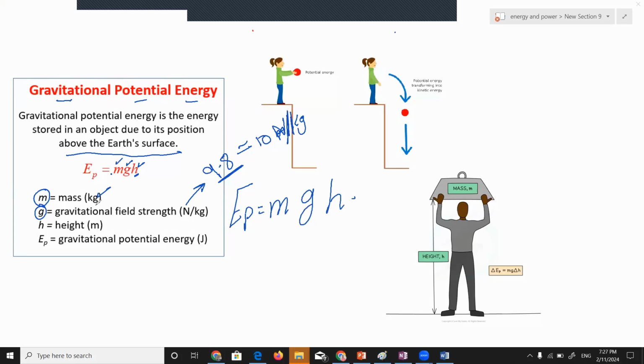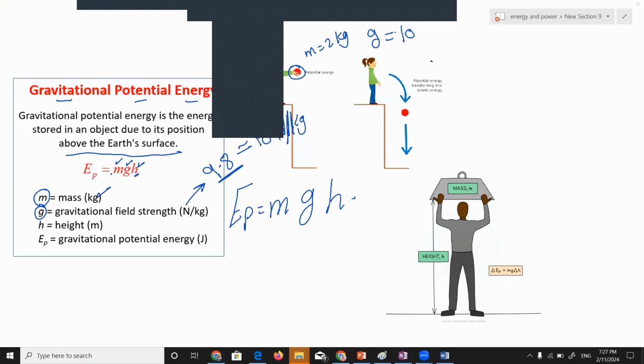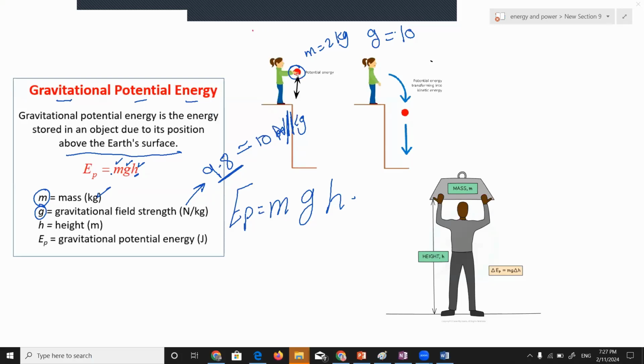Then the height. When I'm talking about the height, I'm talking about the vertical distance from the Earth's level to the point. For example, this ball has a mass of 2 kilograms, and for the gravitational field strength I'm going to use 10 to make the calculation easier. Then the height, this will be the height from this point to that point here. So the height is, say, 5 meters.